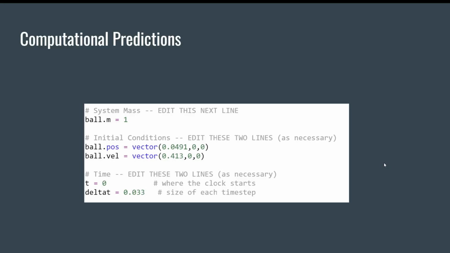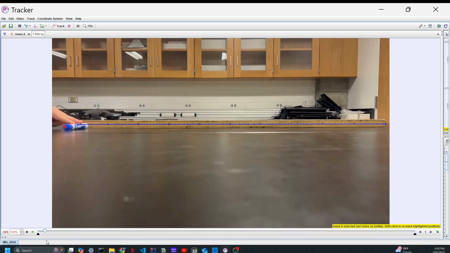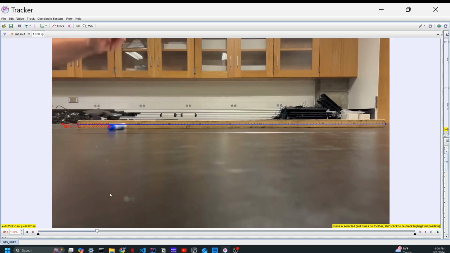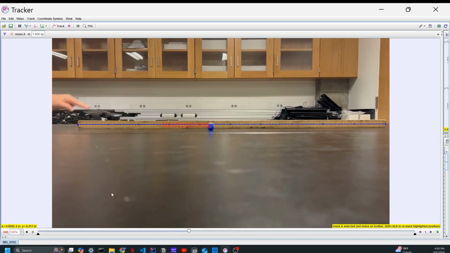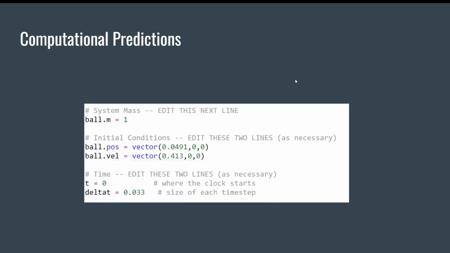Now I'm going to show the video of the marker. So that's what we're using for our data.